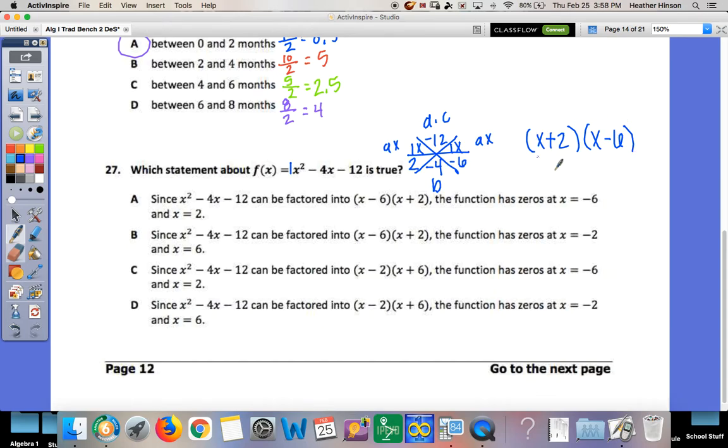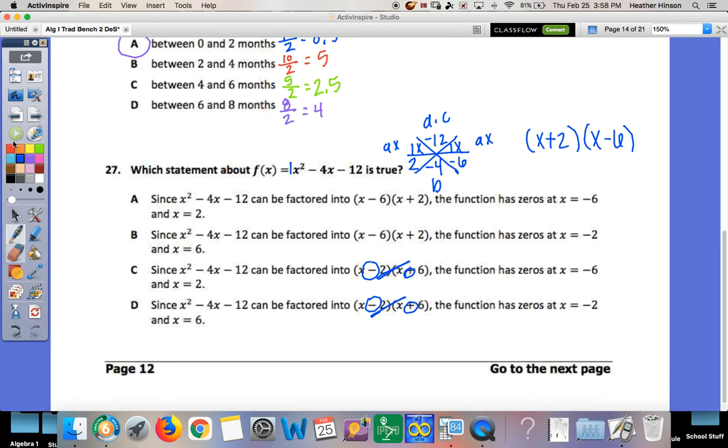So just knowing this much, what can we eliminate? We can eliminate C and D because those are backward. So we know A and B are correct so far. The function has zeros at what? X equals negative 6 and 2 or negative 2 and 6. So we need to find our zeros.